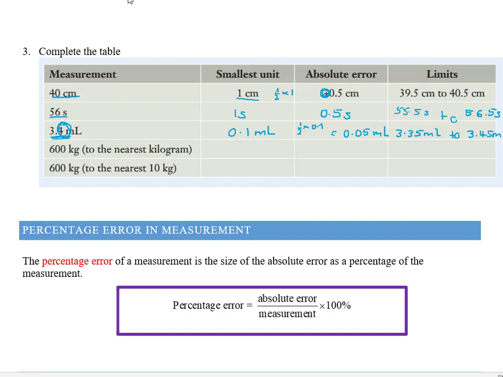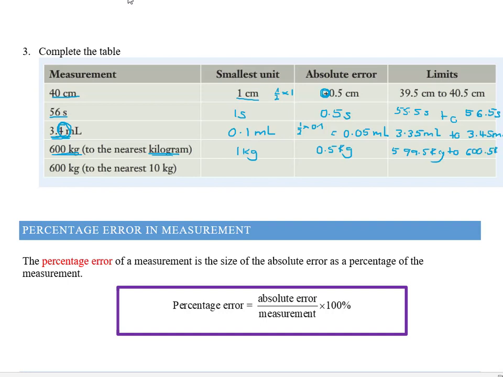The next one is a measurement of 600 kilograms, which has been measured to the nearest kilogram. So the smallest unit is 1 kilogram, and half of 1 kilogram is half a kilogram. That's the absolute error. So the lowest limit must be 599.5 kilograms, because that's 600 minus 0.5, and the upper bound must be 600 plus 0.5, so that's 600.5 kilograms.